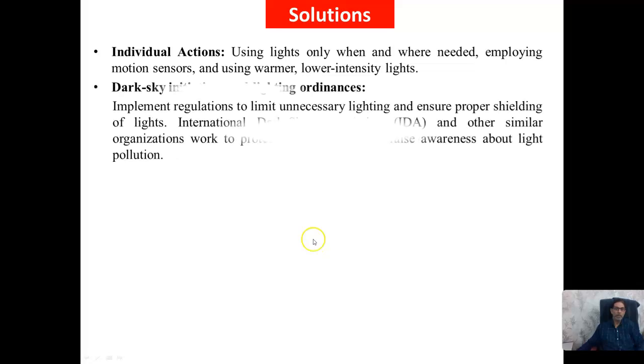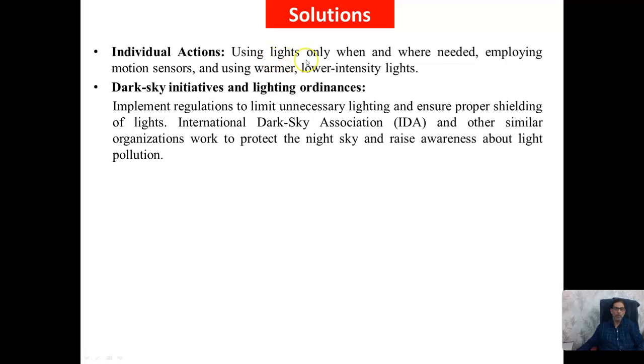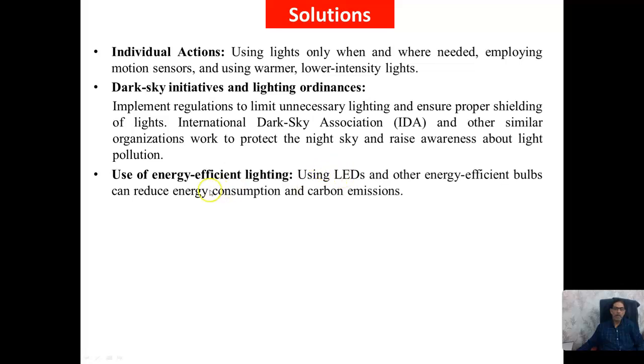Then we should also have a study on the solutions. Individual actions like using lights only when and where they are needed, employing motion sensors and using warmer, low intensity lights. Dark sky initiatives and lighting ordinances implement regulations to limit unnecessary lighting and ensure proper shielding of lights. The International Dark Sky Association and other similar organizations work to protect the night sky and raise awareness about light pollution.